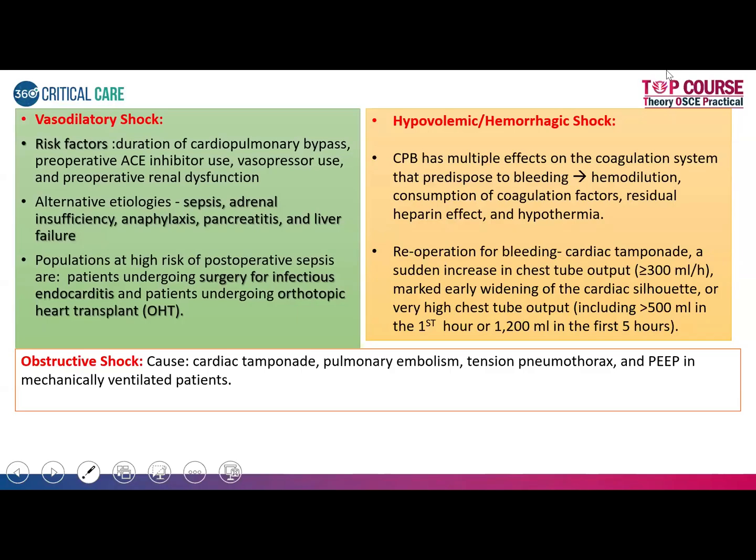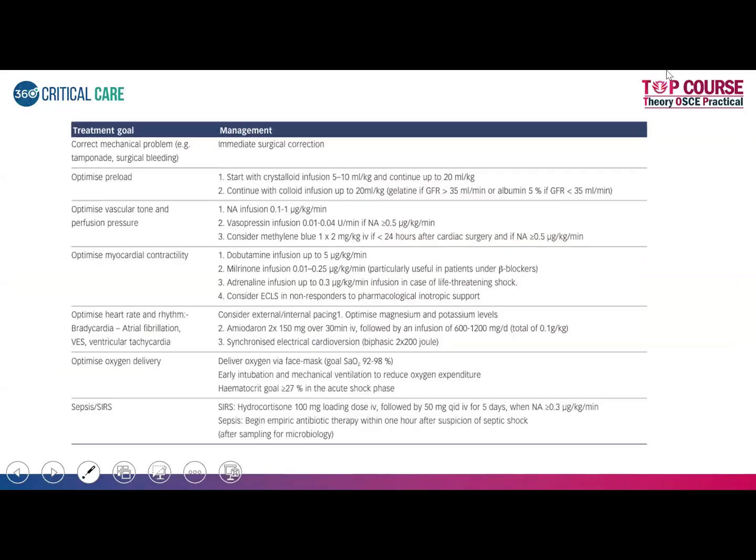Obstructive shock: we need to see the causes, like cardiac tamponade, pulmonary embolism, and whether any pneumothorax is present or not. How will you manage? Correct the mechanical problem first. If there is any bleeding or tamponade, see whether immediate surgical correction is needed. Optimize preload. Start with a crystalloid infusion. Colloid has been mentioned in the guidelines, but we usually go for crystalloids.